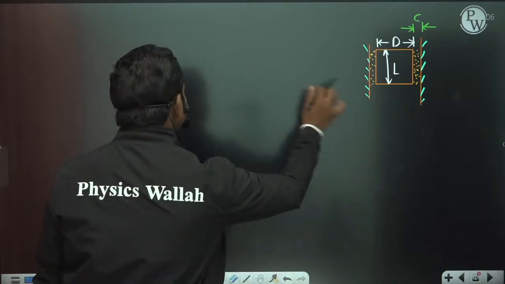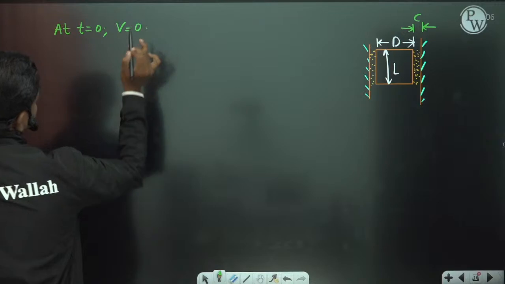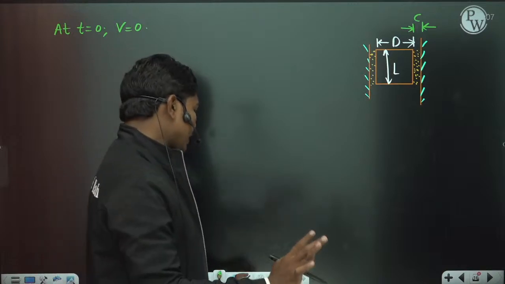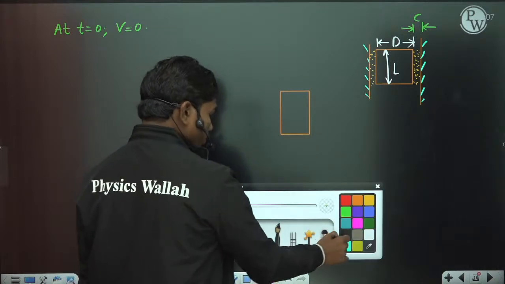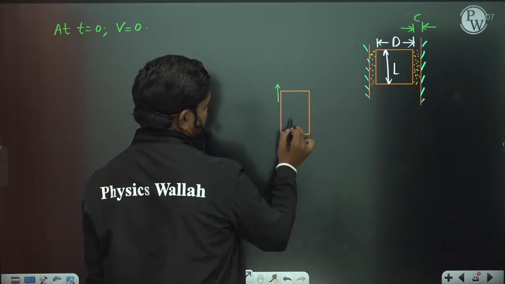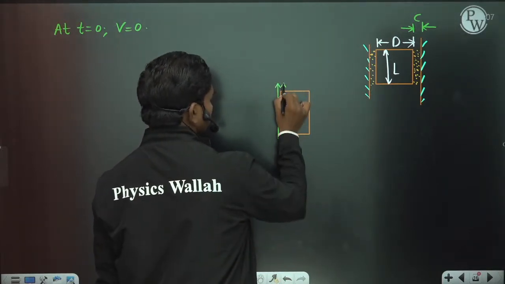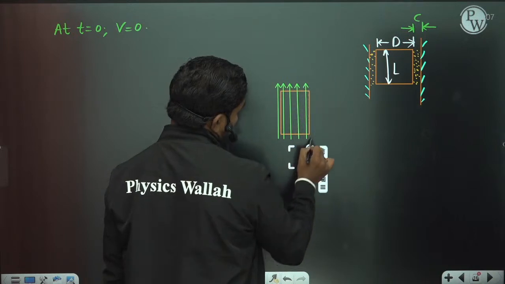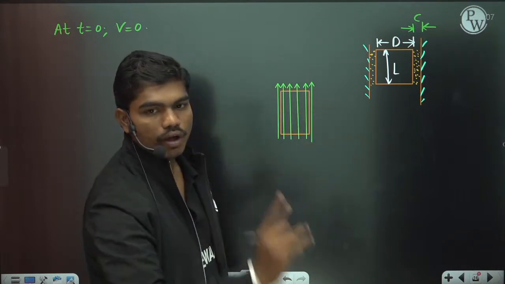Now let us suppose at time t equal to 0, the velocity of the block is also 0. It is starting from rest. At time t equal to 0, the velocity of the block is 0, and it is released. Now let us see, at any instant t, if you draw the free body diagram of the block, there is some viscous action all over the circumference of this block, yes or no? So there is some viscous force which tries to oppose the block all over the surface. This viscous force acts all over the circumference of the block to oppose this motion.